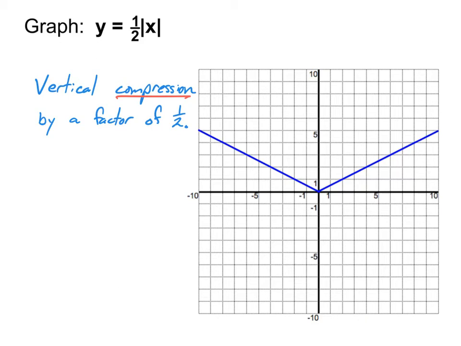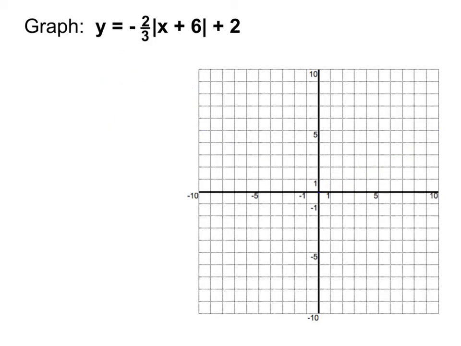And so anytime this number here is less than 1, actually I should say between 0 and 1, then that is a vertical compression. Anytime that number is more than 1, then it is a vertical stretch. And so with that in mind, you should now be able to tackle something as complex as this equation and go ahead and make that graph. So go ahead and just take a moment before I walk you through it and see, can you see exactly how this graph would lay out on your own?